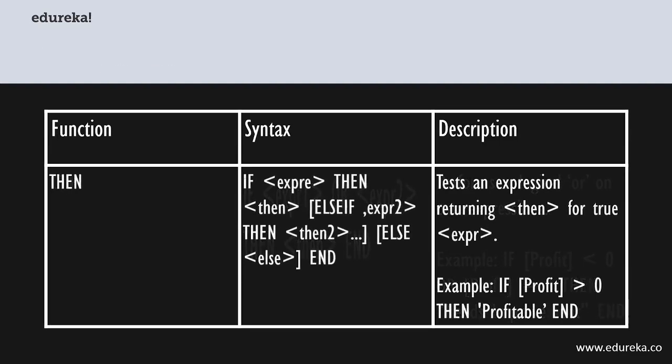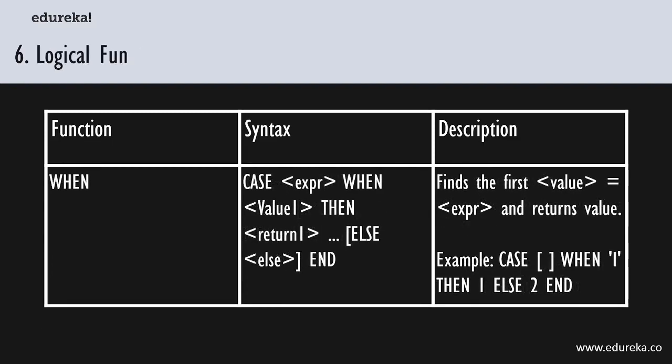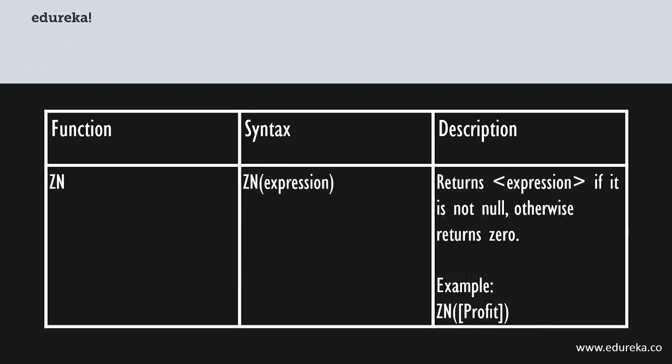Then we have then, which we have discussed before. If a certain field fulfills a condition, the corresponding then part is then fulfilled. Now here we have a when function, which finds the first value that matches the expression and returns the corresponding return. It's kind of like if and then case, except there is no if. Then you have zn, which returns your expression if it is not 0 or null. We have discussed this before. Now let's go to our Tableau Desktop and create a logical calculation to see how you can use this.